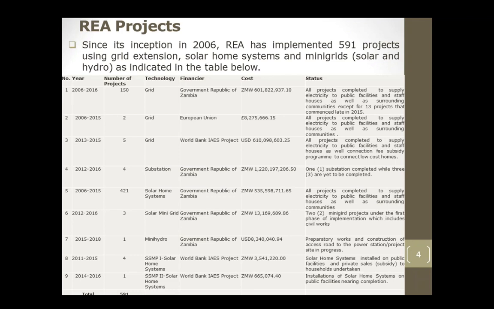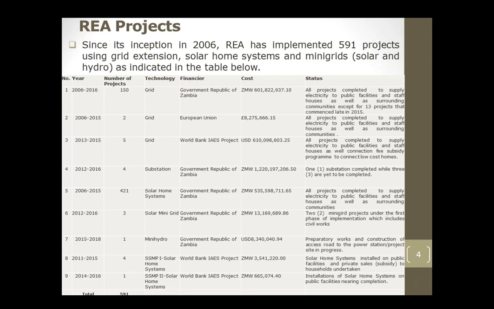So among the 591, we have 13 outstanding projects which commenced late in 2015. They are still ongoing. Then number two, we have another set of grid extension projects which were financed by the European Union at a total cost of 8 million pounds. All projects were completed to supply public facilities, staff houses, as well as the surrounding community.